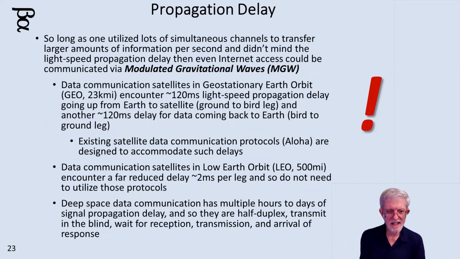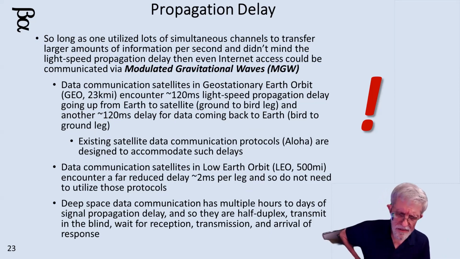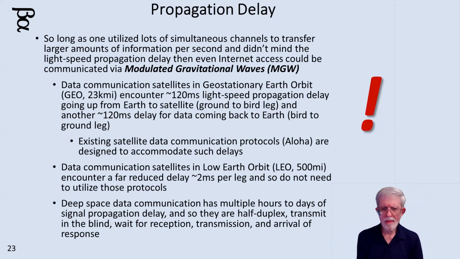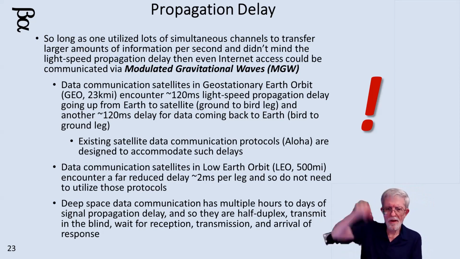Speaking of propagation delay, we encounter this in normal communications. So if you're talking with a geostationary Earth orbiting satellite, there's about 120 thousandths of a second data time to go from Earth up to the satellite, and then another 120 milliseconds to come down.